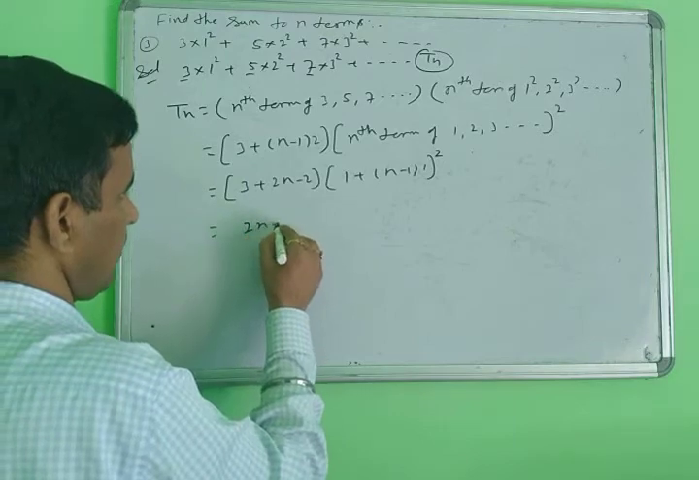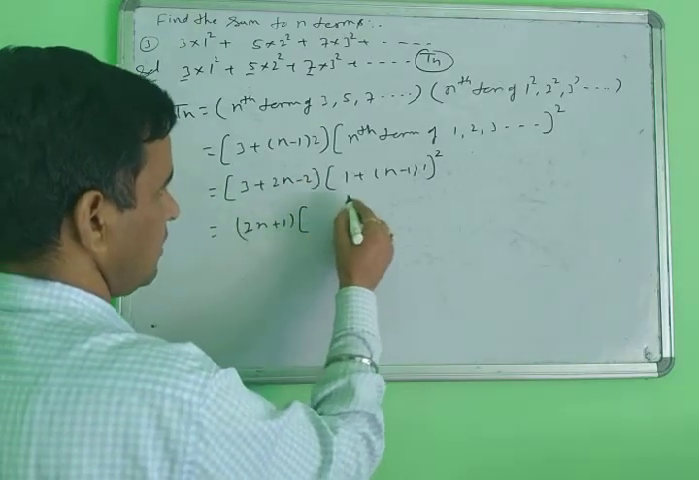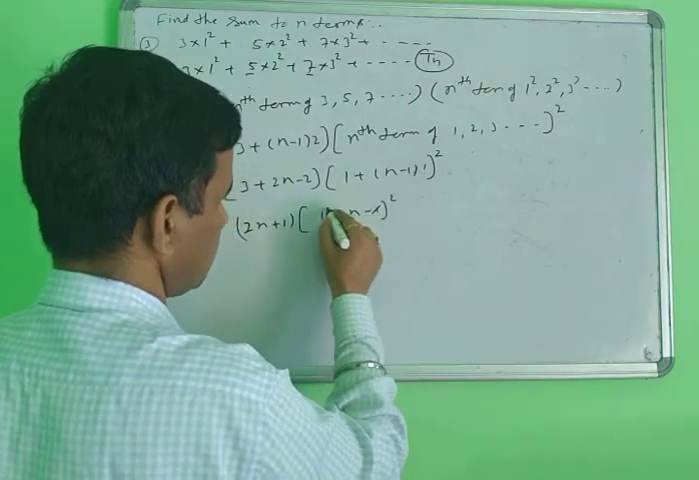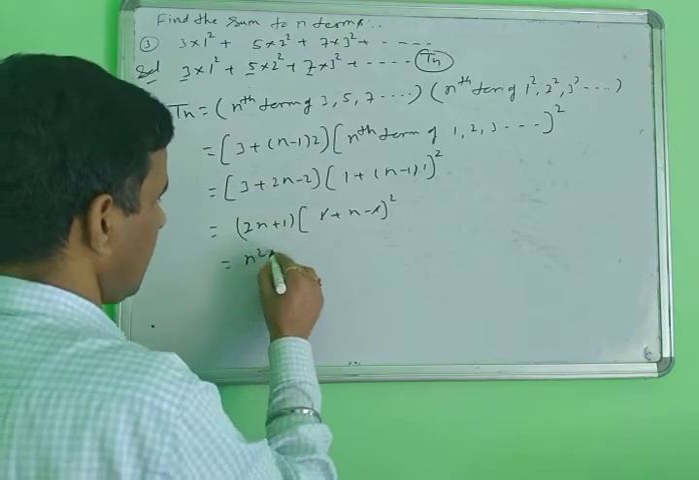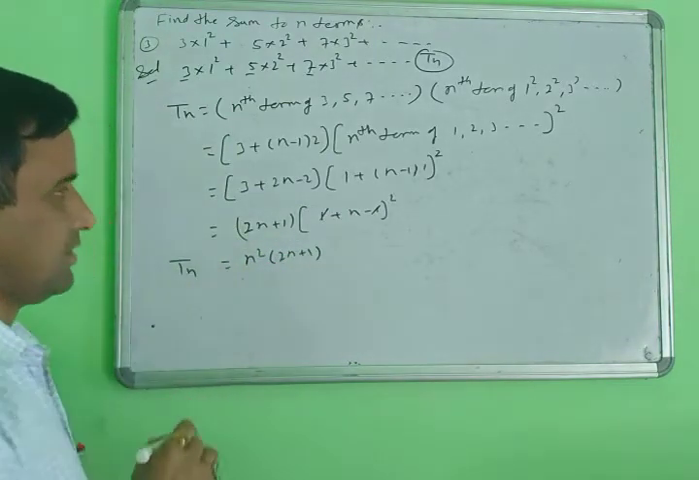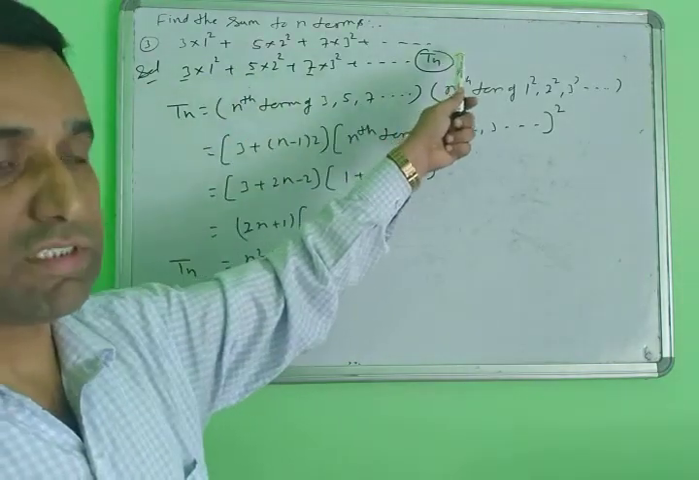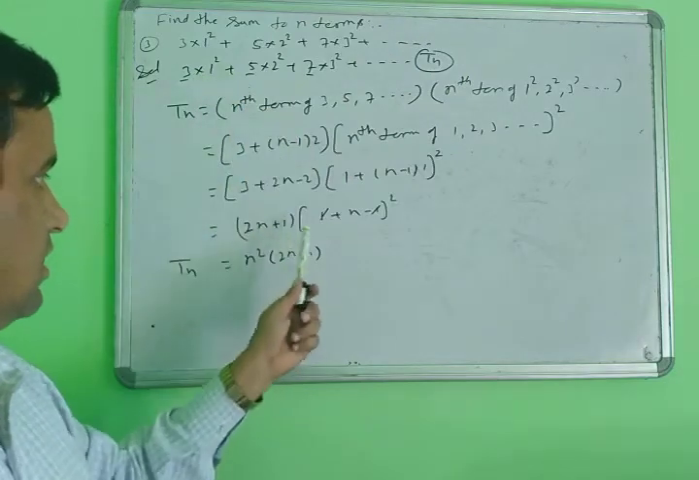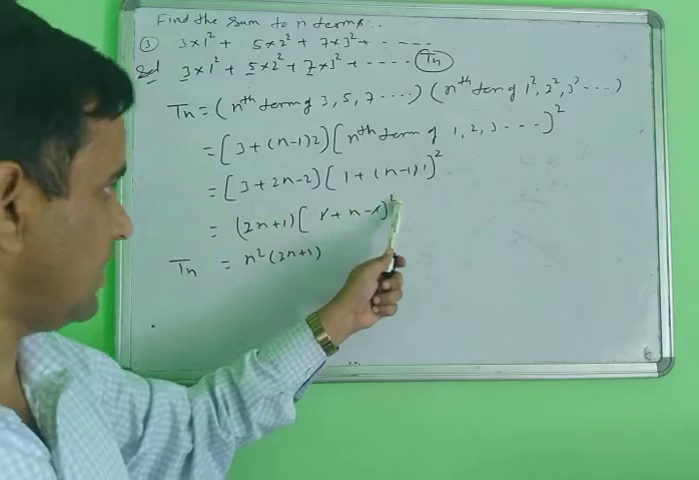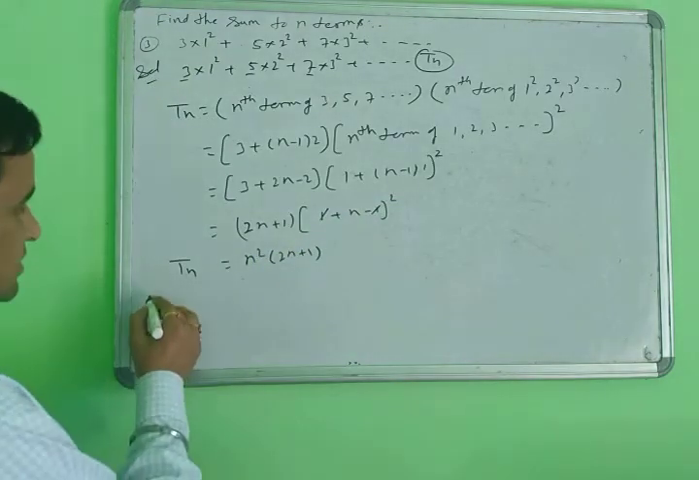2n plus 1. This is the value of the first term here: 3 minus 2 is 1. And here 1 plus n minus 1, this will cancel. What is this? This is n squared times (2n plus 1). This is the value of the Tn of both the series, first and second series. When you multiply here, the minus 1 cancels, only n square is left. You write it in this way. After that you will find the sum of the n terms.